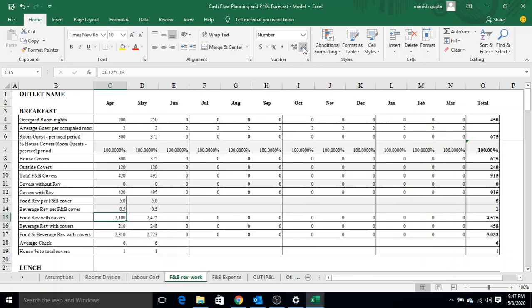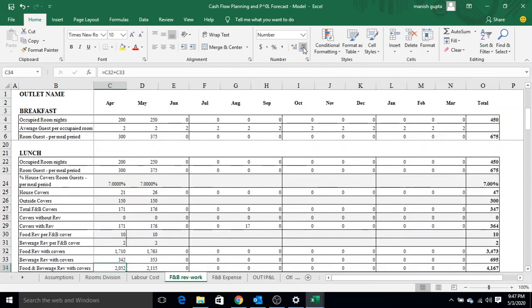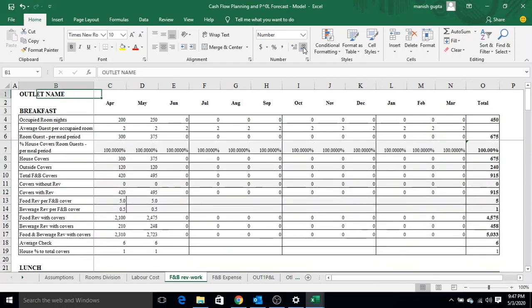Some hotels may have other aspects, like for example banquets. Banquets means you can use a similar template, but there will be no covers like house covers or other covers, because meetings are meetings. So you can change here to the segmentation.